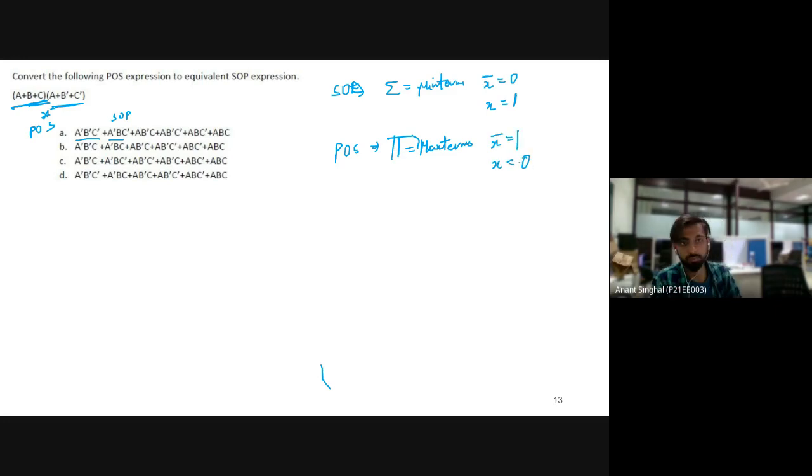There are a few things that you need to check for SOP and POS. SOP is summation, denoted by min terms, and in min terms, bar denotes 0 and the normal term denotes 1. POS is multiplication, which is pi, and these are also called max terms. In this, bar denotes 1 and the normal term denotes 0.